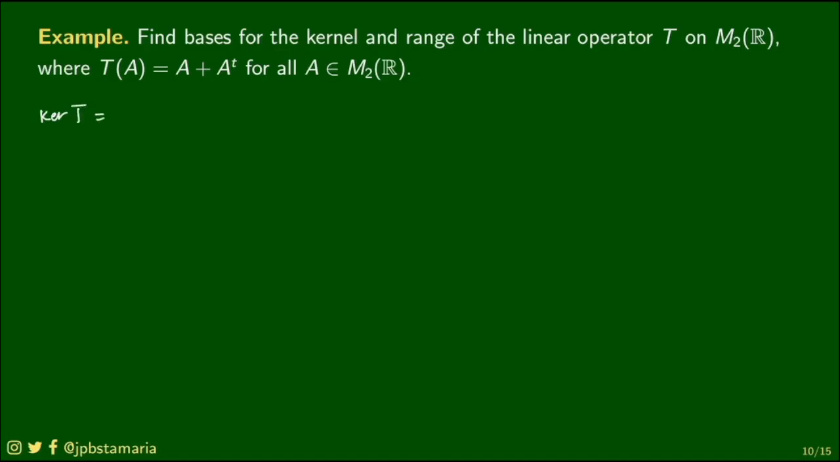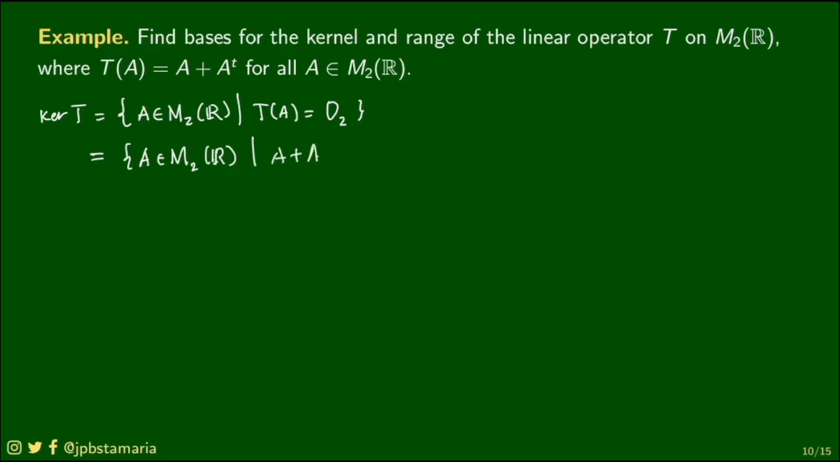So the kernel of T consists of all the matrices. This time it's a linear operator, so we will always be considering the space M2R, so that T of A is 0. What is that? The 0 matrix, the 0 2 by 2 matrix. So here we're looking at the set of all A so that A plus A transpose is the 0 matrix.